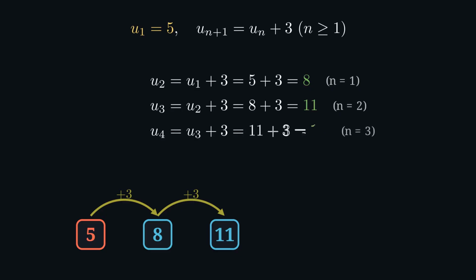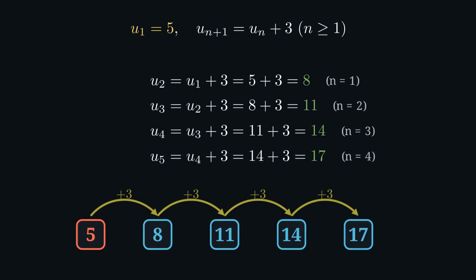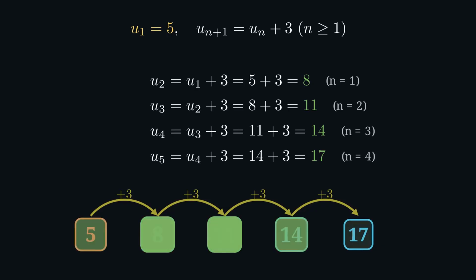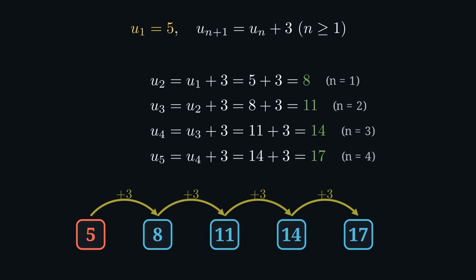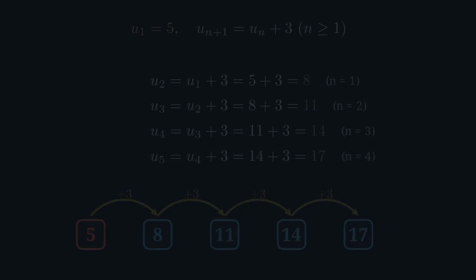U3 is U2 plus 3. 8 plus 3, 11. n equals 3. U4 is 11 plus 3, 14. n equals 4. U5 is 14 plus 3, 17. The first 5 terms, 5, 8, 11, 14, 17.